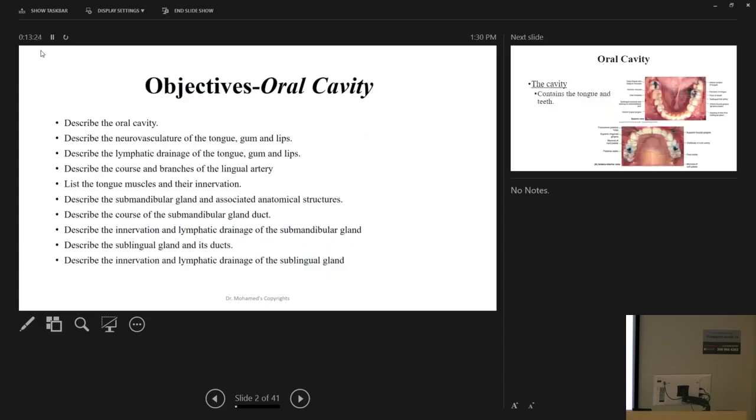The objectives of this lecture are that by the end, we should be able to describe the oral cavity, and the neurovasculature of the tongue, gums and lips, lymphatic drainage, course and branches of the lingual artery, tongue muscles and their innervation, submandibular gland and associated anatomical structures, the course of the submandibular gland duct, and the innervation and lymphatic drainage of the submandibular gland, and the sublingual gland and its ducts, and the innervation and lymphatic drainage of the sublingual gland.